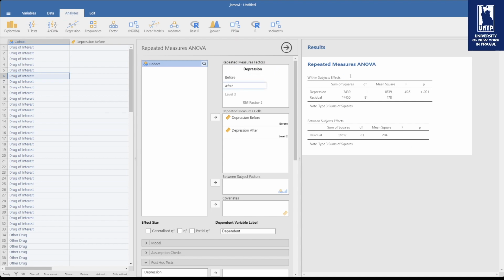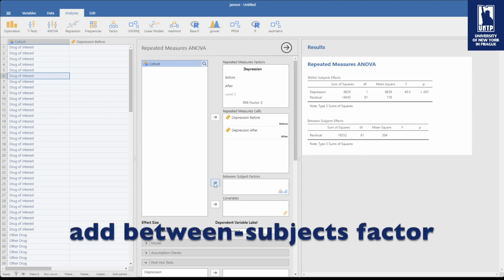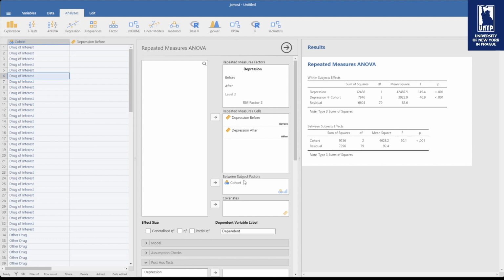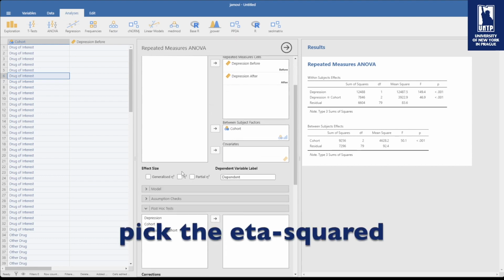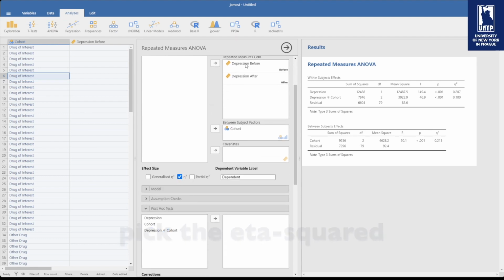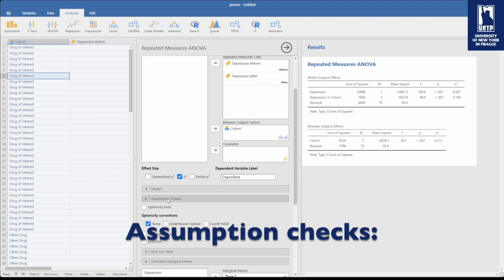So we have, as you can see, a prettier table. And we also add the between subjects factor, meaning our cohort of patients. Then we pick eta squared, which is going to be our effect size, and we will return to this later. Let's go to the assumption checks.